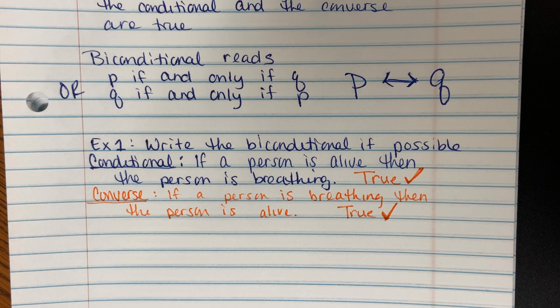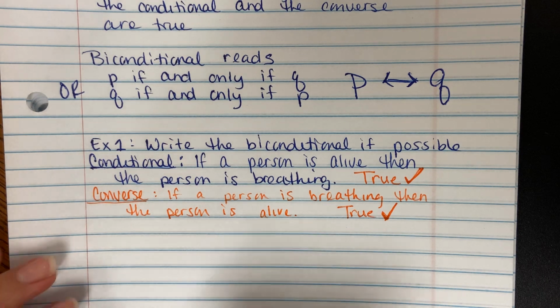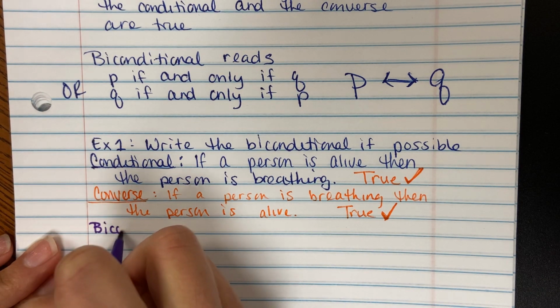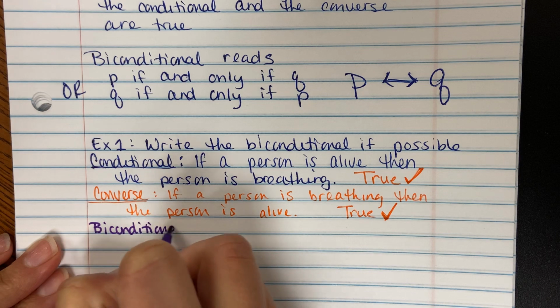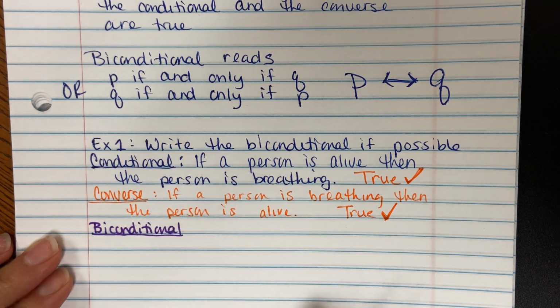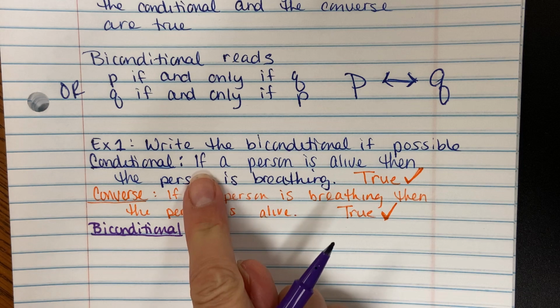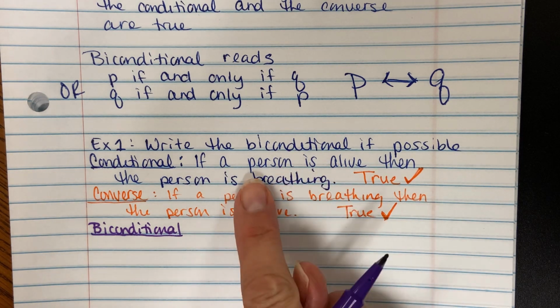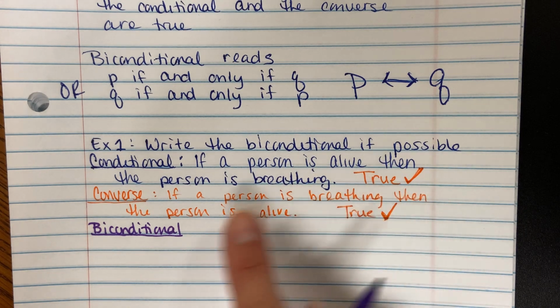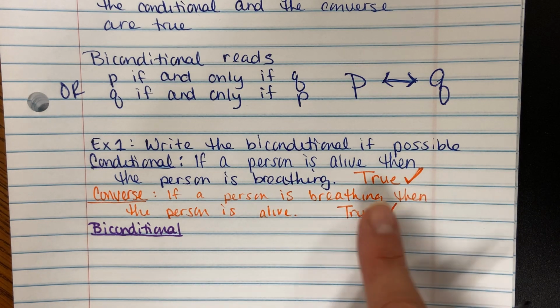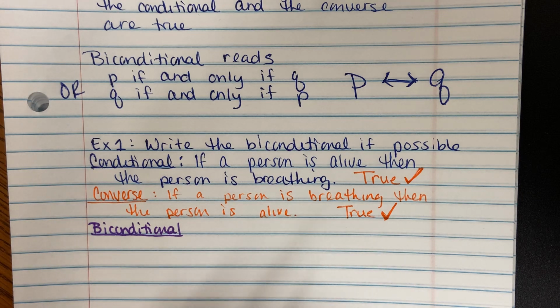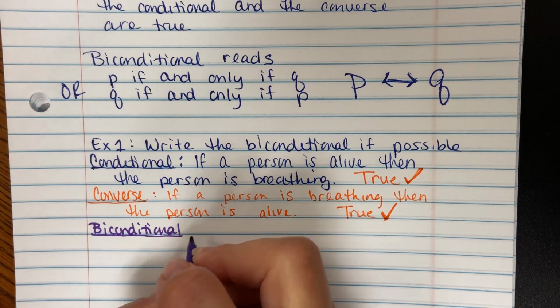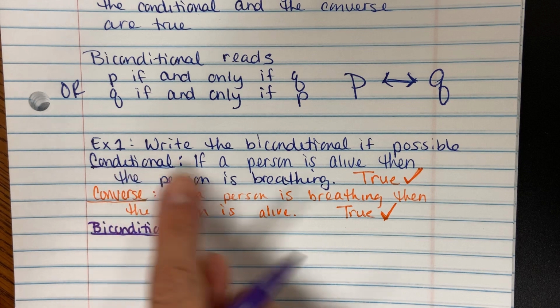Okay, so because they're both true, we can write the statement. And there's two ways you can write it. Remember that the biconditional does not start with the word if. So if I go back to the conditional, a person is alive if and only if the person is breathing. Or you can put the person is breathing if and only if the person is alive. Both of those are acceptable answers. And so you can write it any way you want. I'm just going to go off the conditional.